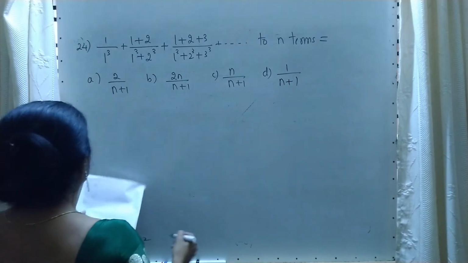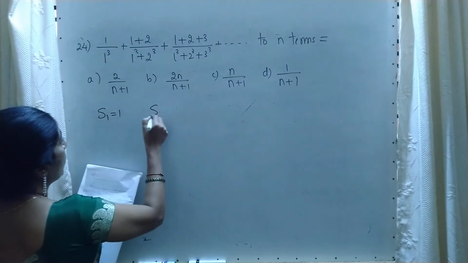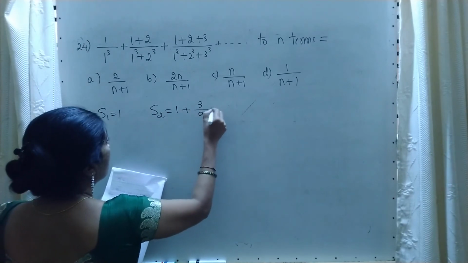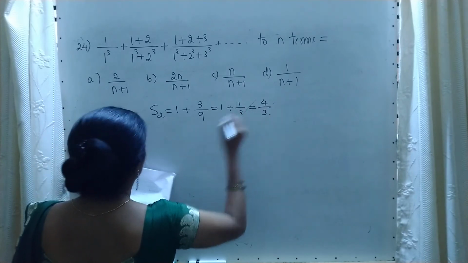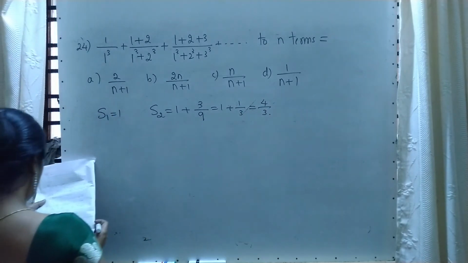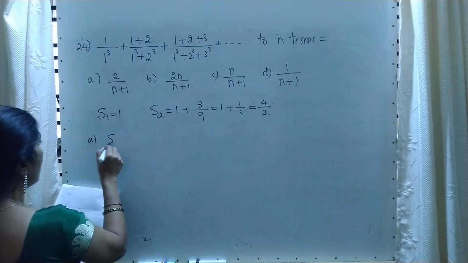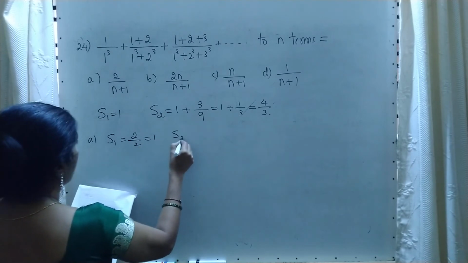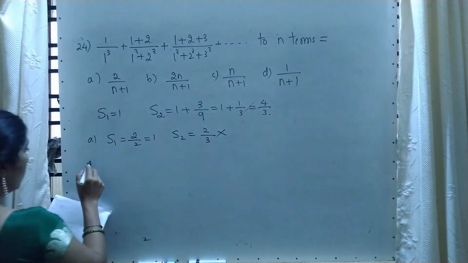So here also we are moving to like that. What is S1? S1 is 1. What is S2? 1 plus 3 upon 9, that is 1 plus 1 by 3, taking LCM it is 4 by 3. Now check for the answer. If you go for the first option, S1 is what? 2 by 2, 1. It is correct. S2 is what? 2 by 3. So this is wrong. A is not the correct answer.